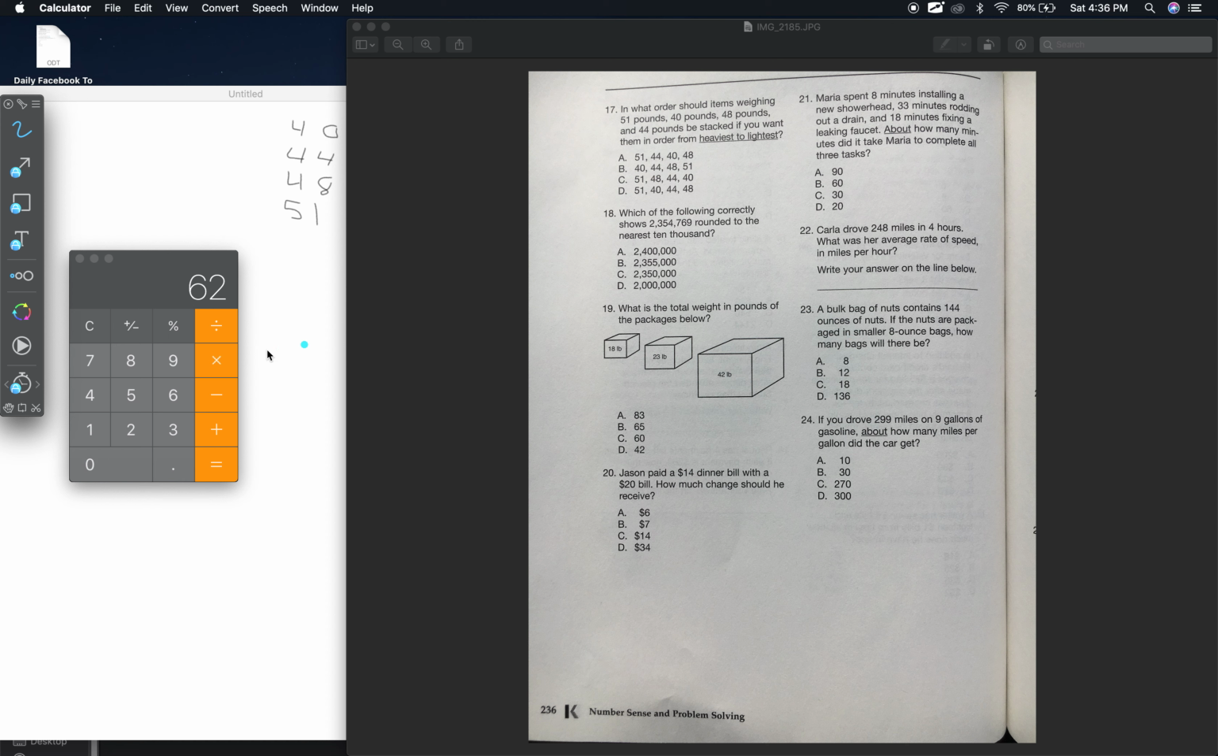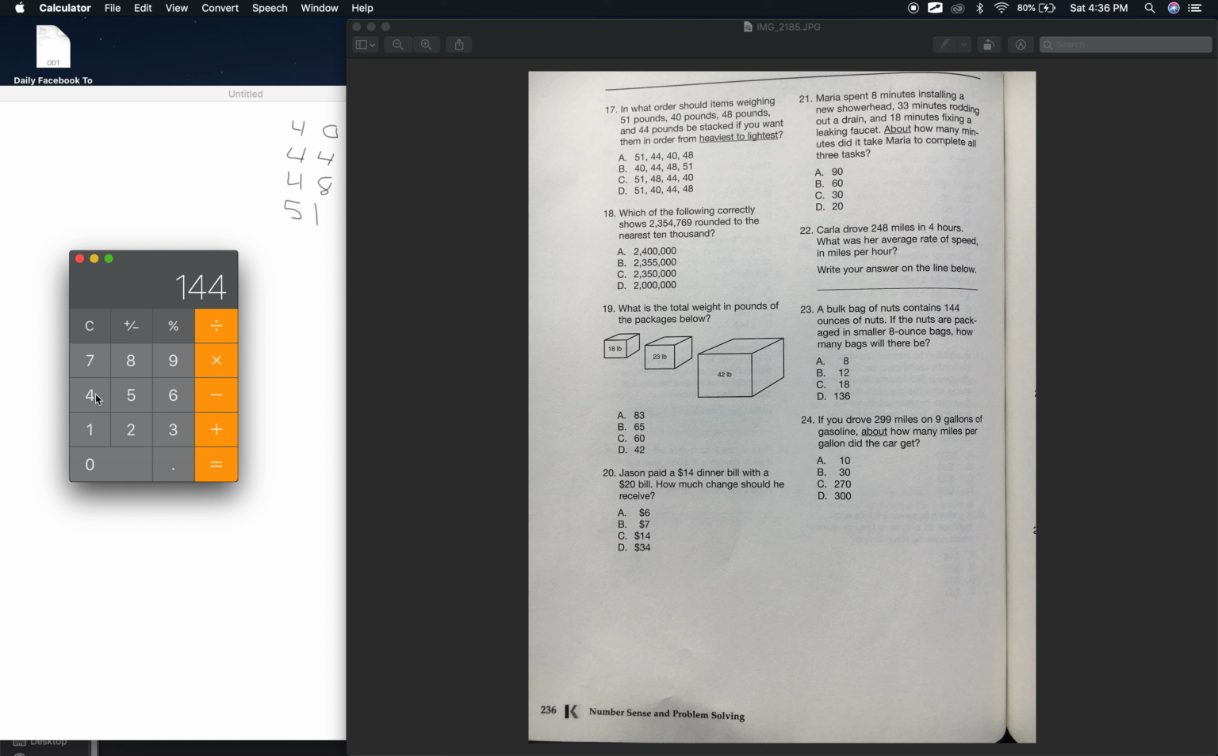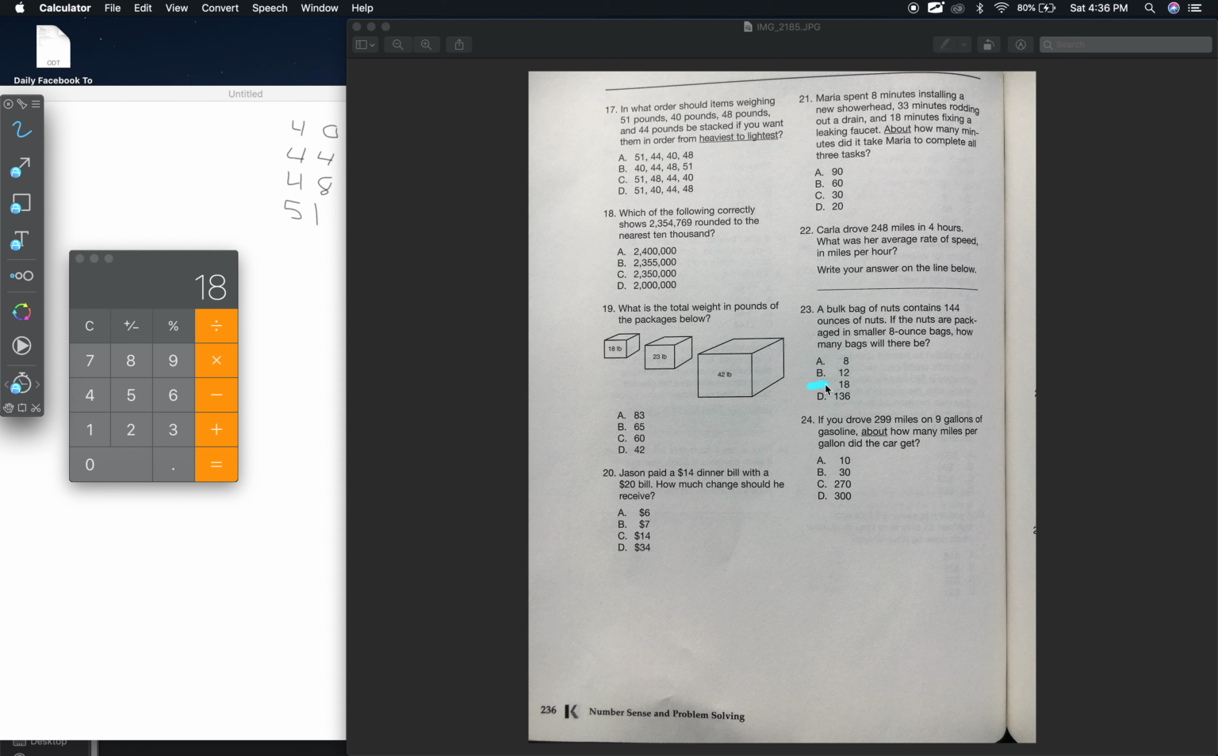So let's see. What we do is 144 ounces divided by 8 ounces equals 18. Okay, so we have the answer, and that answer is C.